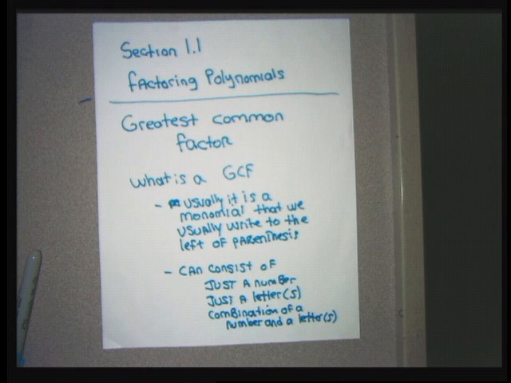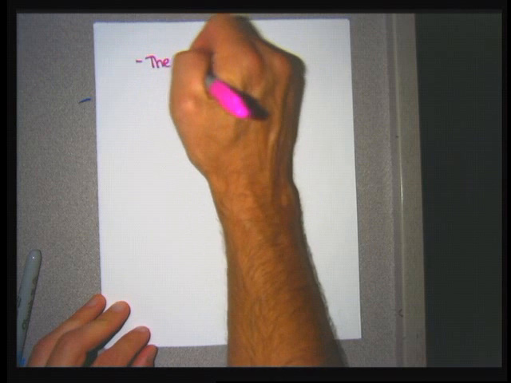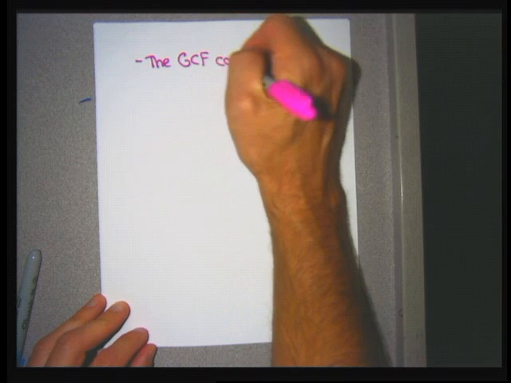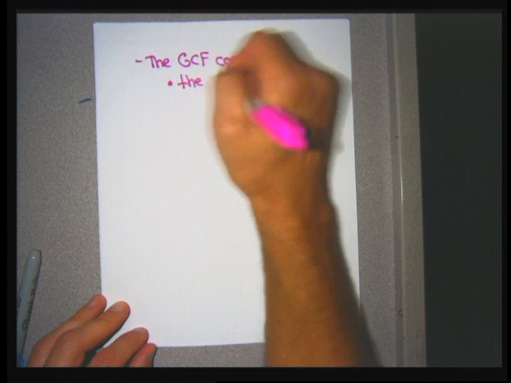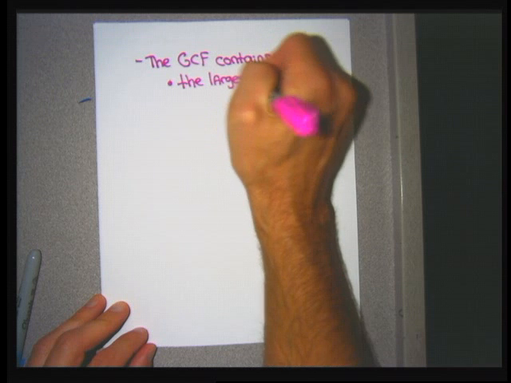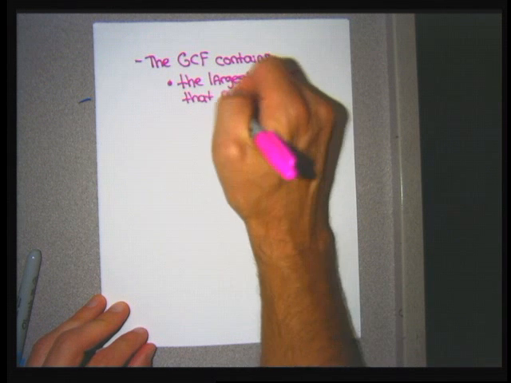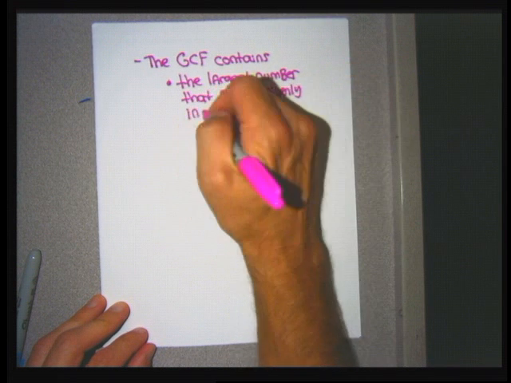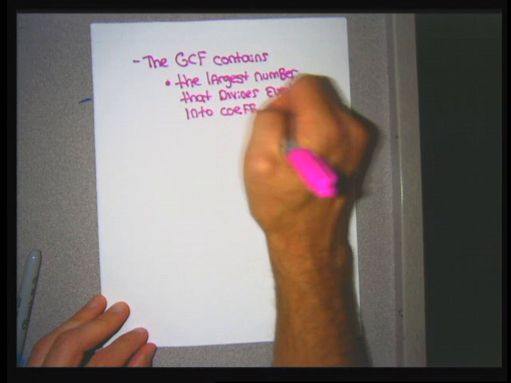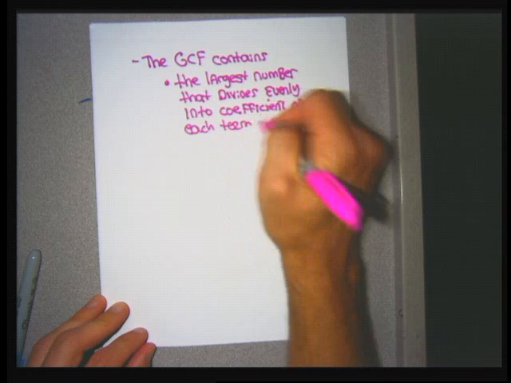I should probably put this on another page. I'll say the GCF of a polynomial, or just the GCF, contains the largest number that divides evenly into the coefficient of each term in the problem.